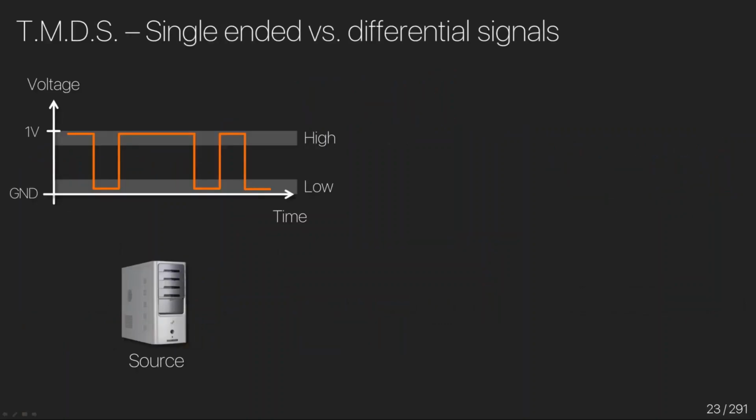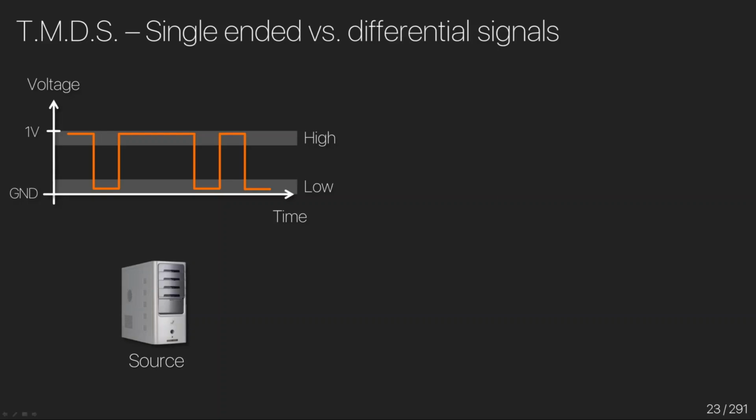So we've covered the transition minimizing part of TMDS. Let's look at the differential signaling part. In a digital system, voltage levels represent high and low logical levels, but voltages are always compared to a reference level, usually ground or 0 volts. And there's always a threshold for high and for low voltage. You can see that with these gray areas. When the voltage level is in the high area, it's considered high. When it's in the low area, it's considered low.